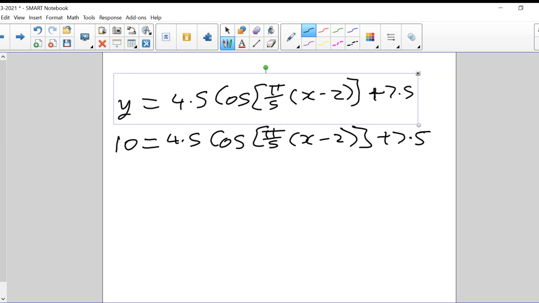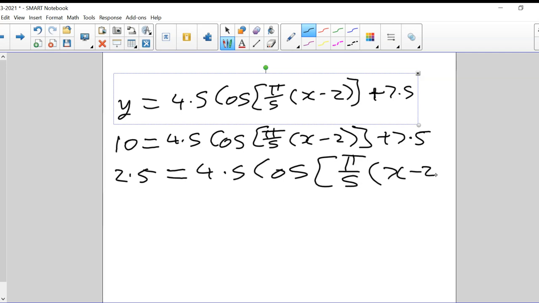Okay, what happens next? How do we solve for x? Because that's what we're trying to do. What are the steps involved in solving for x? What's next? Move the 7.5 to the left. Okay, we can do that. So that would be 7.5 taken away from 10, which is 2.5. 2.5 is equal to 4.5 cosine(pi over 5 x minus 2).